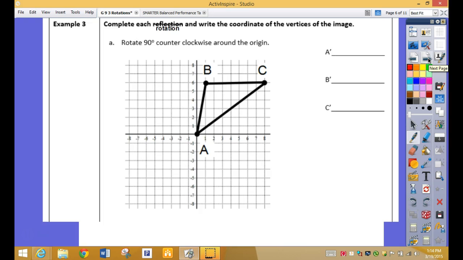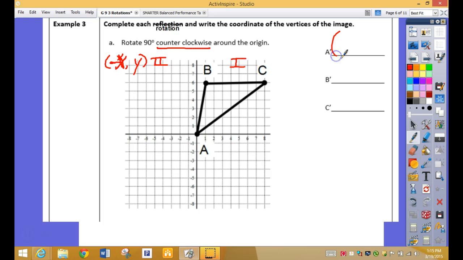Alright, example 3. Complete each rotation and write the coordinates of the vertices of the image. Rotate 90 degrees counterclockwise around the origin. So, what quadrant is your image in right now? We're in quadrant 1. What quadrant am I going to go to then? 90 degrees counterclockwise. Is that in quadrant 2 or quadrant 4? Good. So we're going to be in quadrant 2, and so we know all of our ordered pairs are going to be what signs? The x will be negative, and we're going to have a positive y. So we'll have a negative x and a positive y for all of our new coordinates.